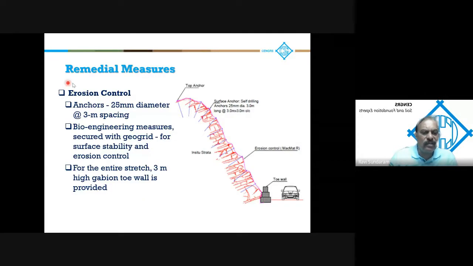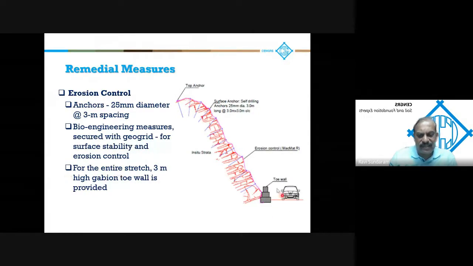Erosion control. Along the slopes, we had anchors installed, 25 mm diameter bars, at 3 meter spacing. All along, and then bioengineering measures, growth of grass, and secured with geogrid. So geogrid was spread all along here for surface stability.